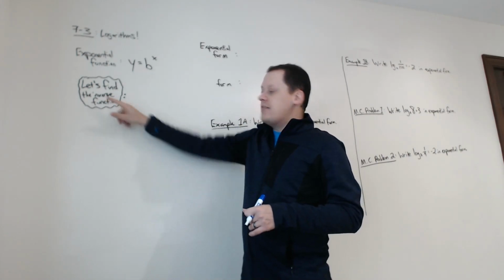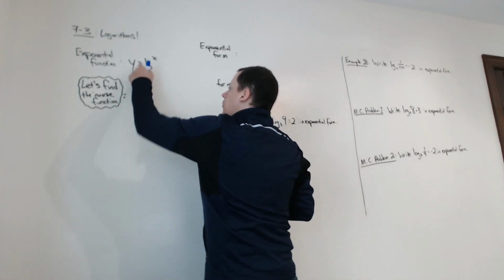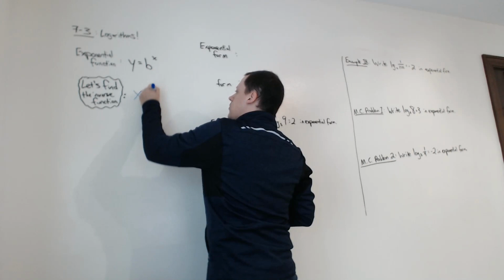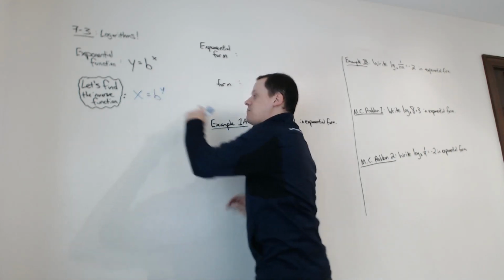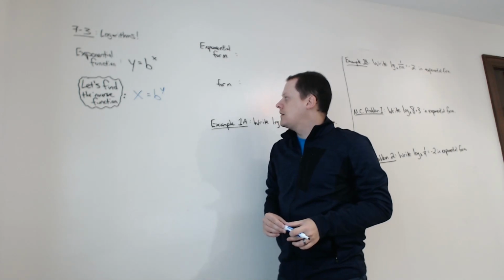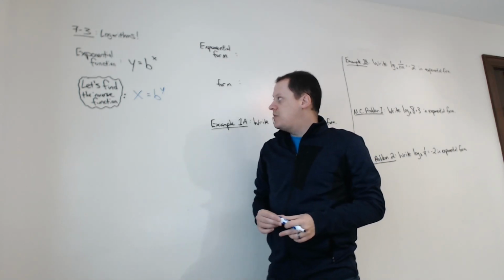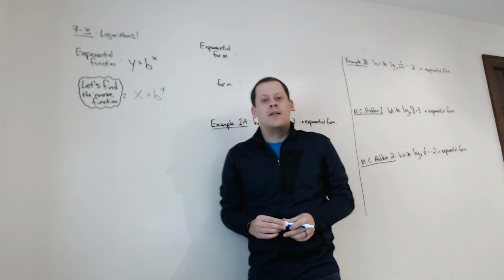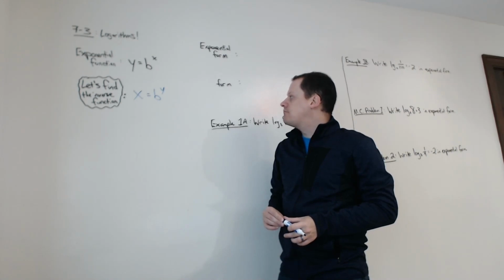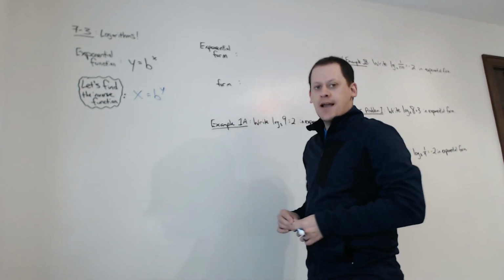If we want to find the inverse function, that's where we flip x and y. So we change the y to an x, and we change the x to a y, so this is now x equals b to the y power. Okay, so we flip x and y. The next step to finding the inverse function would be to solve for y, to get that y by itself. So, how can we get the y by itself here? It's in the exponent.